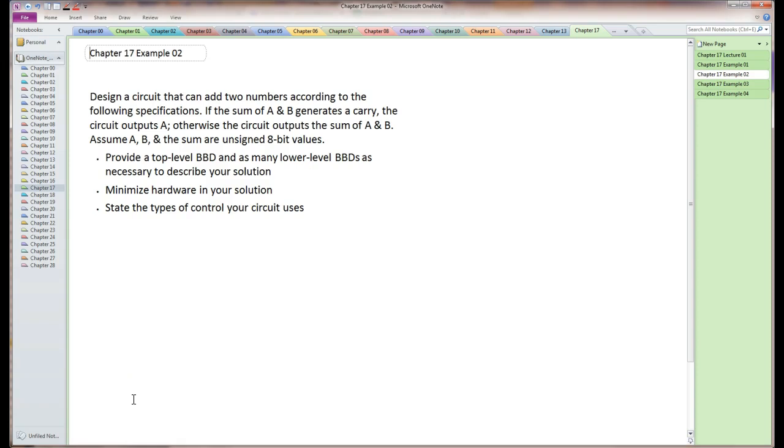This is Chapter 17, Example 2, and what we have here is a circuit that adds two numbers. If the sum of those two numbers, which we'll call A and B, generates a carry, then the circuit outputs A, otherwise the circuit outputs the sum of A plus B.